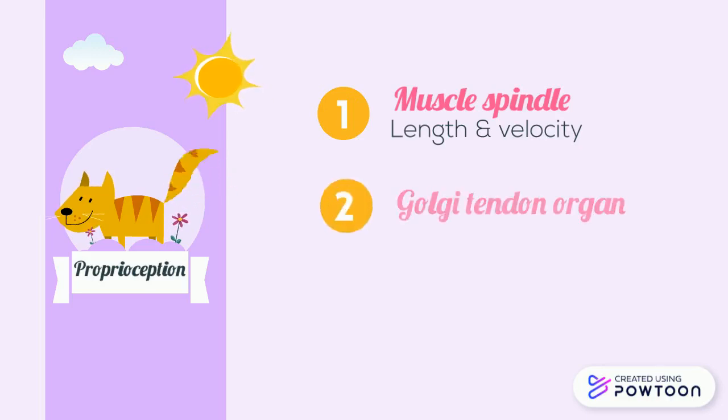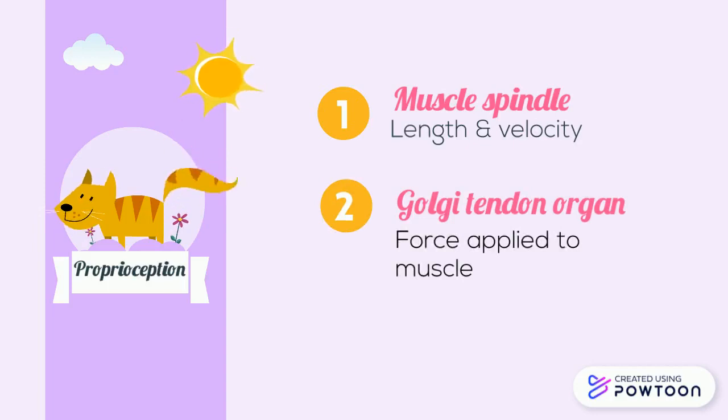Next would be the Golgi tendon organ. This measures the amount of force applied to the muscle. And this is how we tell the difference between whether we are holding a light object like a balloon or a heavy object like a bowling ball.